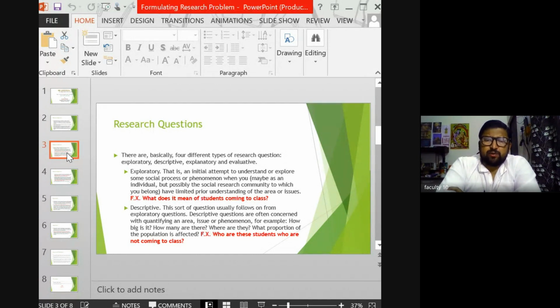Now, exploratory questions are those questions which are intended to explore certain things. That means, as a researcher, you have limited knowledge on that. But that limited knowledge is not enough. When you are trying to understand it, you must go beyond your limited understanding. You need to explore it. And for example, one can say, what does it mean of students coming to class?